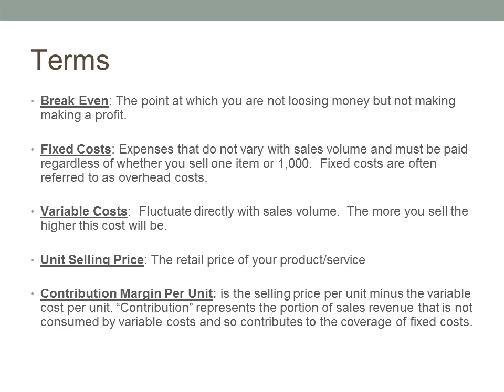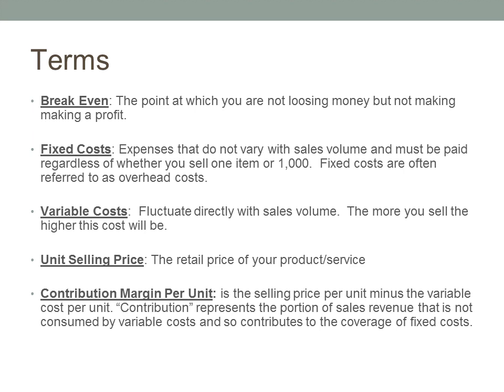Then we have variable costs, and those are costs that fluctuate directly with sales volume. So the more you sell, the higher the cost is going to be. We'll do an example later on using a hamburger example, but that's a good example. Variable cost would be like your hamburger buns and your hamburger meat. So the more of those that you sell, the higher that cost is going to be. So that's a variable cost. And then we have your unit selling price, and that's exactly what it sounds like. It's the retail price that you are selling your product or service for.